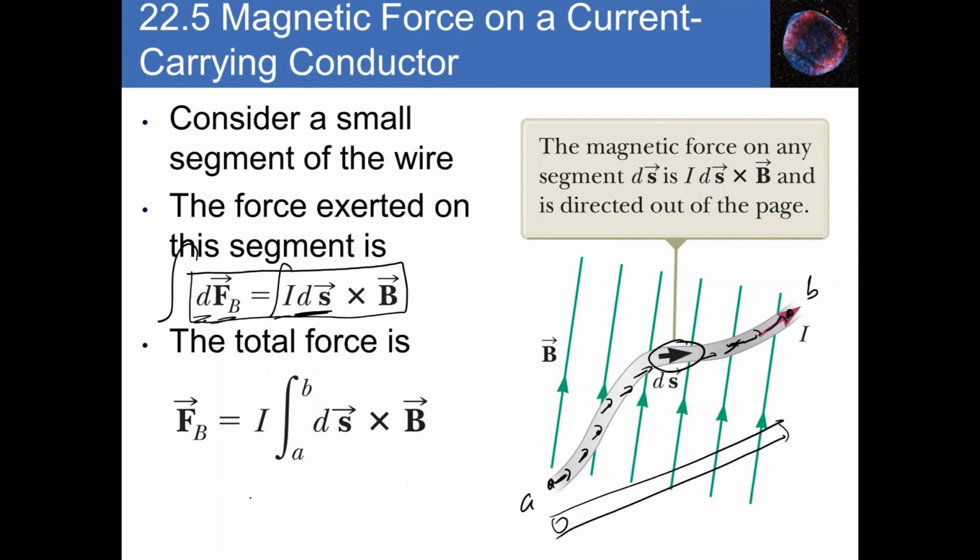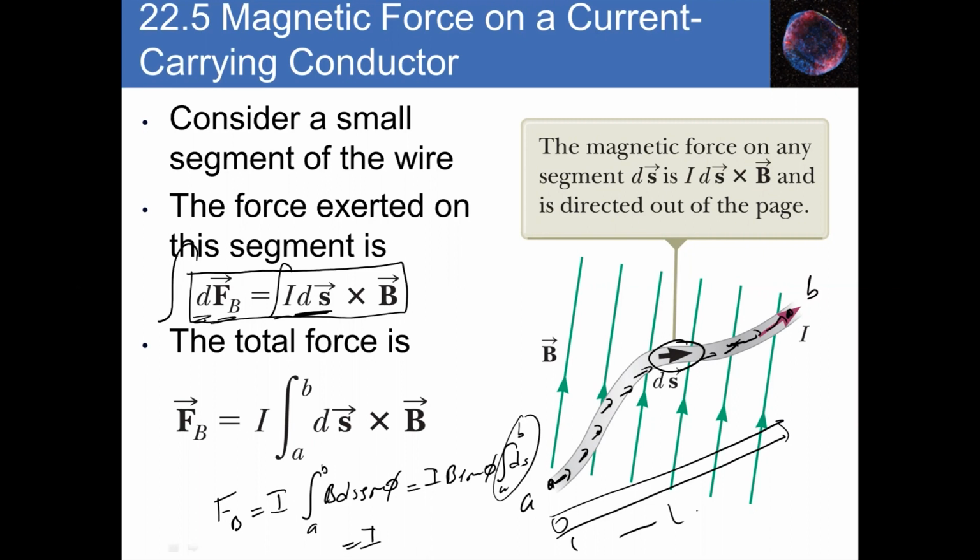So in that case, I can have F_B equals I integral going from point A to point B. Since the magnetic field is constant for all of them, it can come out. So then this just becomes B ds sine of phi. All right. And then this becomes I B sine of phi, then integral of ds from A to B. And that's nothing but the length between those two points.